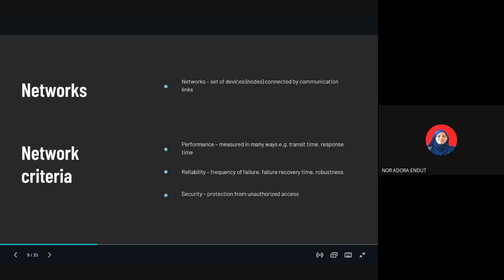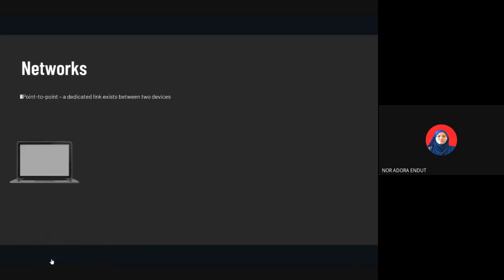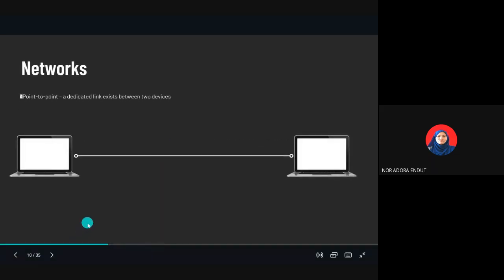So when you reach manager level and need to find a vendor to do something related to networks, you have to look at these things. These are important parameters when you want to measure a network. In terms of what kind of network, earlier we saw that a network is a set of devices connected by links. When we have links, there are two types.